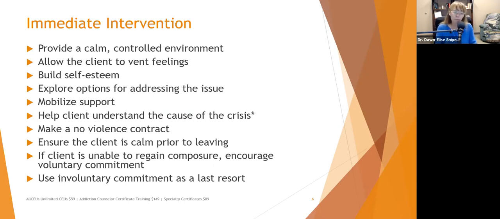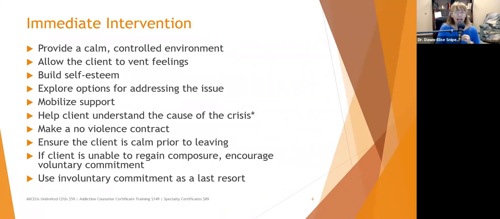That might not happen that day. That may be future appointments. But eventually you want to look at the cause of it so you can prevent it in the future. Make a no violence contract with the client. Ensure the client is calm prior to leaving. You don't want to excuse them while they are still having difficulty with emotional dysregulation and impulse control.